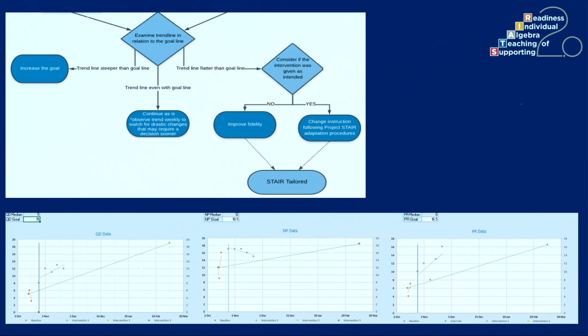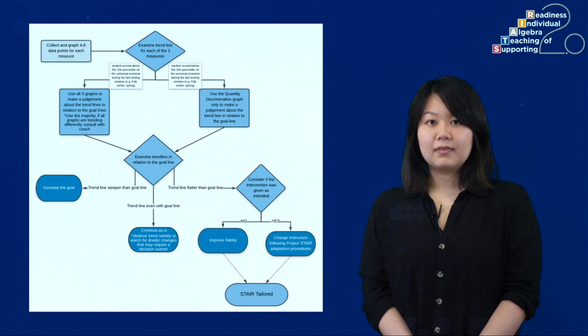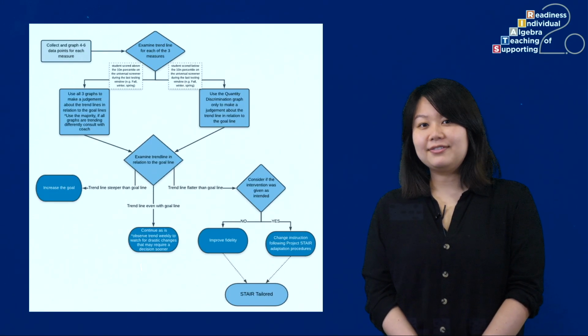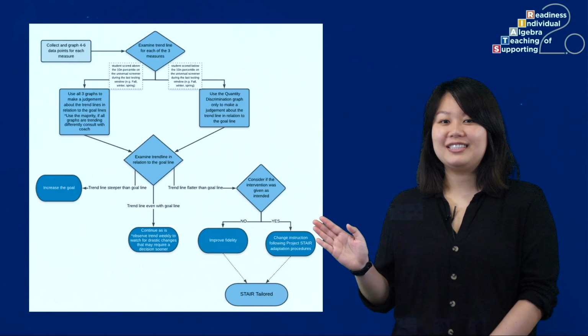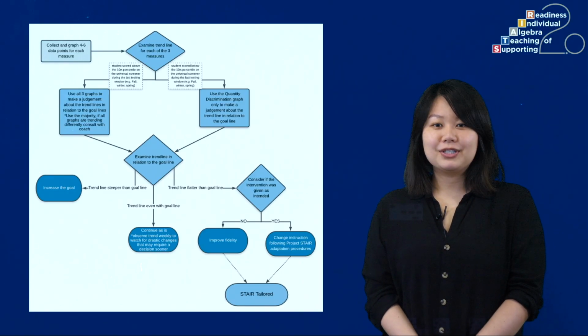So let's look back at Johnny's data. Considering all 3 graphs, it looks like the trend lines of the QD and PR measures are steeper than the goal lines. MP is flatter. However, all the data points are well above the goal, and so in this case, we can go with the majority, which would indicate that we would raise the goal. Each student's data will be different, and as such, this flowchart is a helpful guide to follow, but your coach will help you think about individual students.